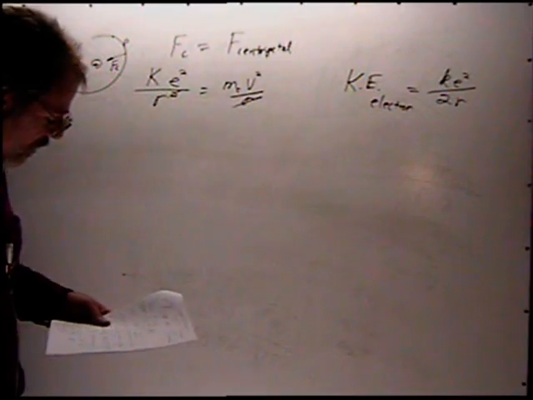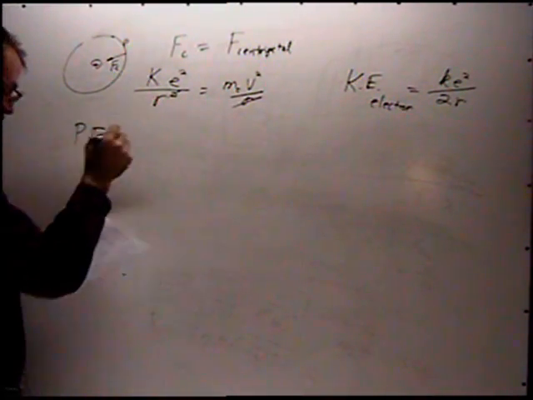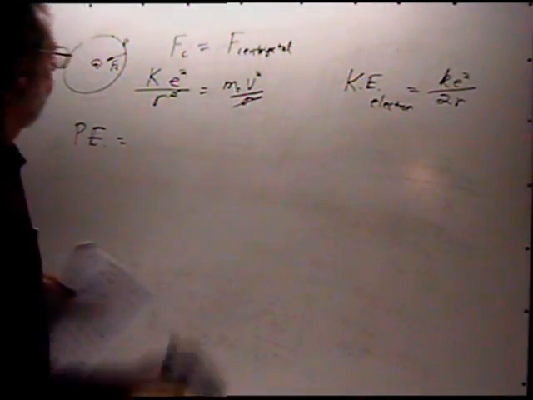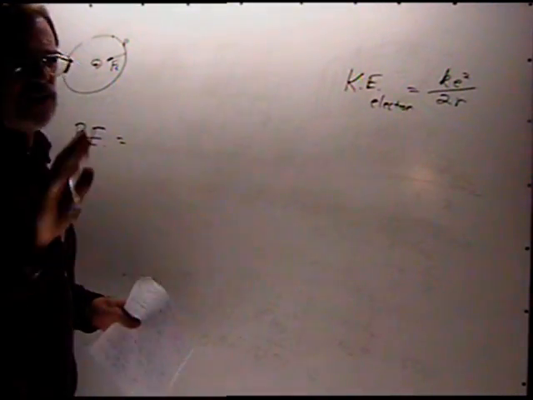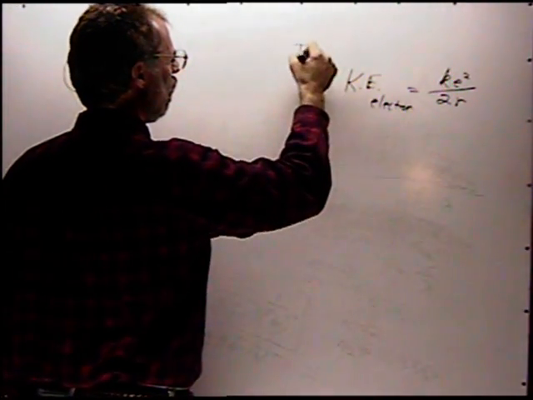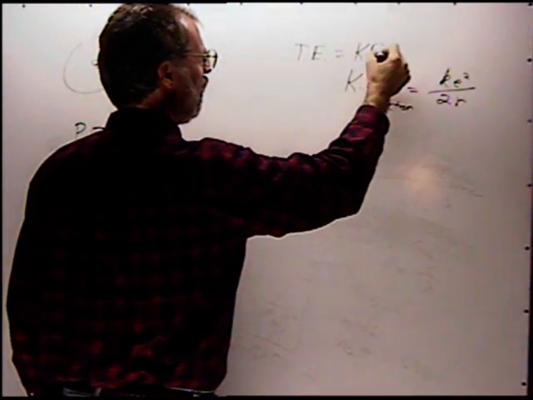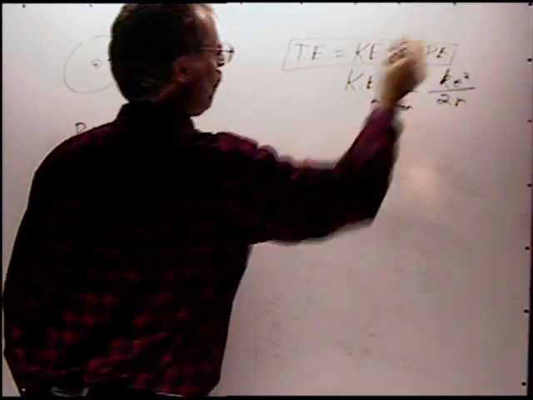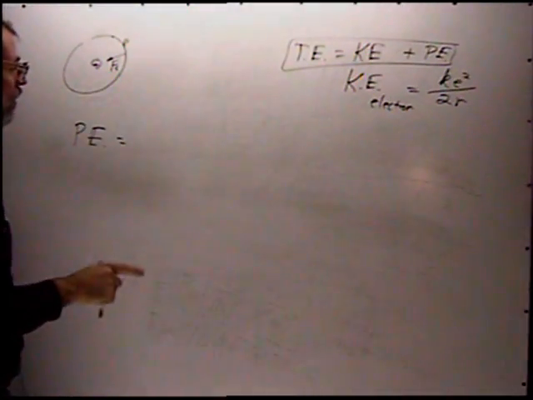Now what he did is he said, well, now I want to calculate the potential energy. Let me say where we are going with this. What we want is the total energy of the electron. The total energy of the electron is the kinetic energy plus the potential energy. So that's where we're going. We have the kinetic energy of the electron. Now we want to calculate the potential energy of the electron.